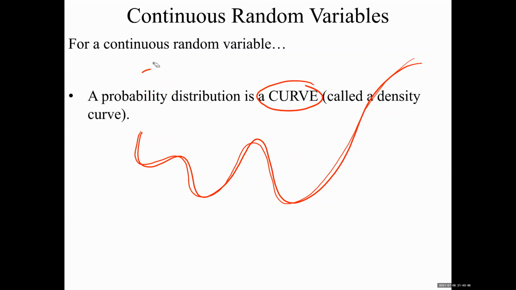It has to be a curve because, for example, you can't make a table because what are you supposed to put in the left column of the table? You're supposed to put all the different numbers in the bag. Well, there's going to be infinitely many numbers in the bag.